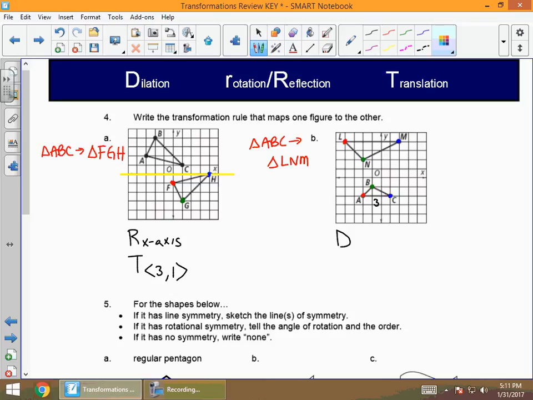That segment would have to be the same as LM, which is 1, 2, 3, 4, 5, 6 units long. And I ask myself, what do I do to 3? So 3 times what has to equal the new one? So ABC, since that's the one I'm starting with, 3 times some value n equals 6. Divide both sides by 3, and you get n to be 2. So the first thing I'm going to do is dilate by a factor of 2.